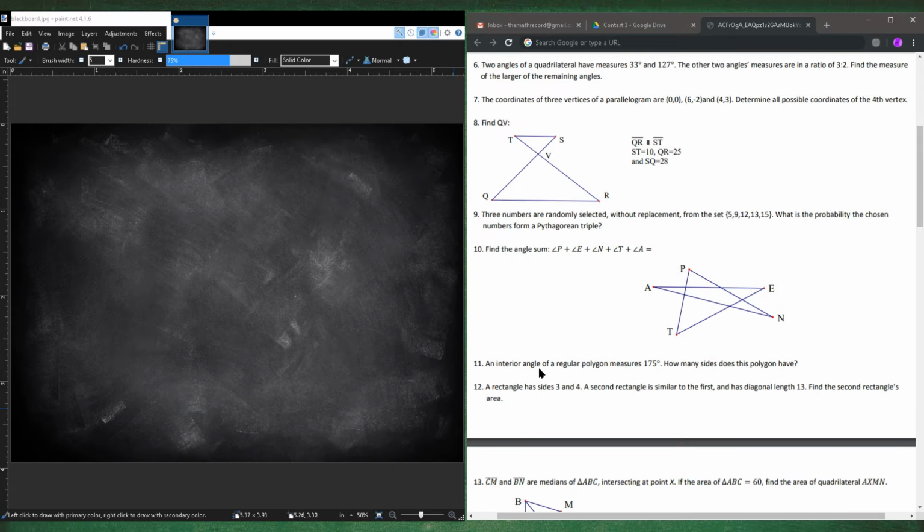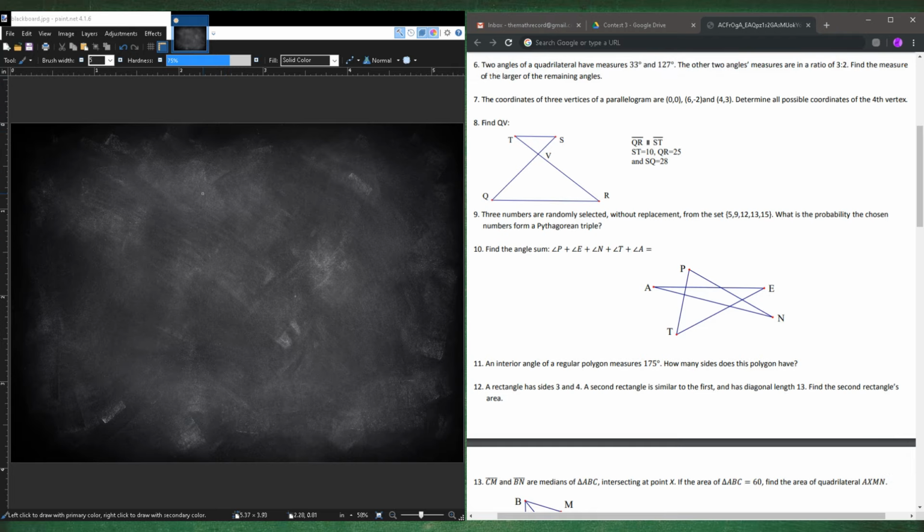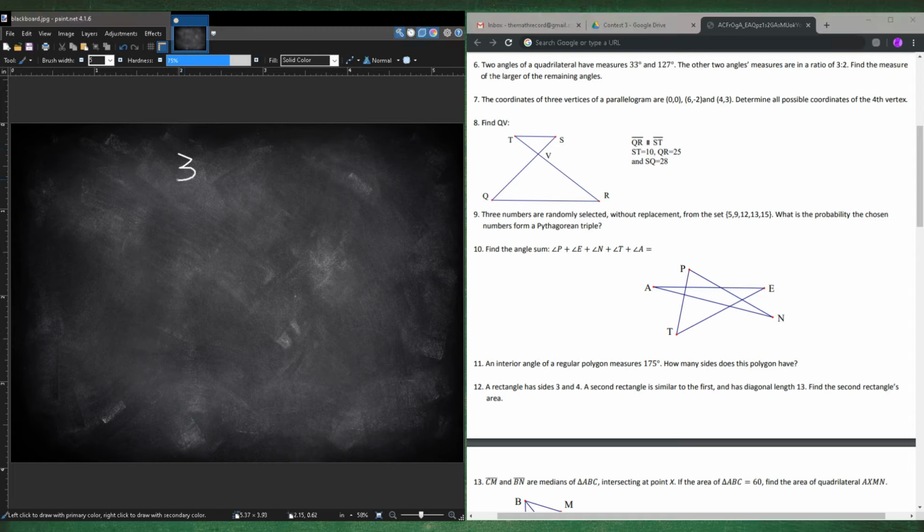Question 9. 3 numbers are randomly selected without replacement from the set 5, 9, 12, 13, and 15. What's the probability that the chosen numbers form a Pythagorean triple? So let's look at each number individually and see if it could be a hypotenuse, because then it could be forming a Pythagorean triple. If we have a 15, imagine a 3, 4, 5 and you scale it by 3, so that's 9, 12, and 15. So 15 works because you have a 9, 12, and a 15.